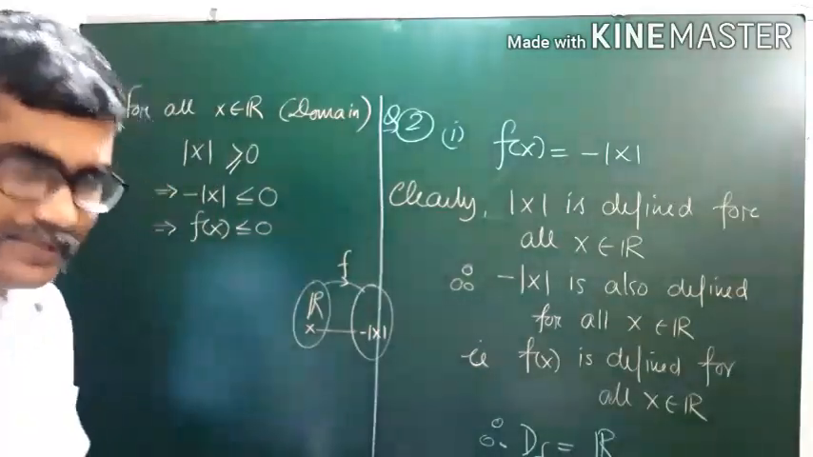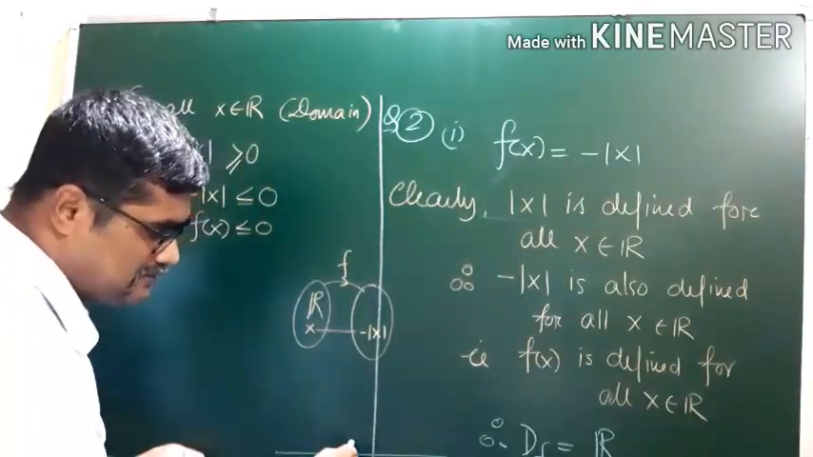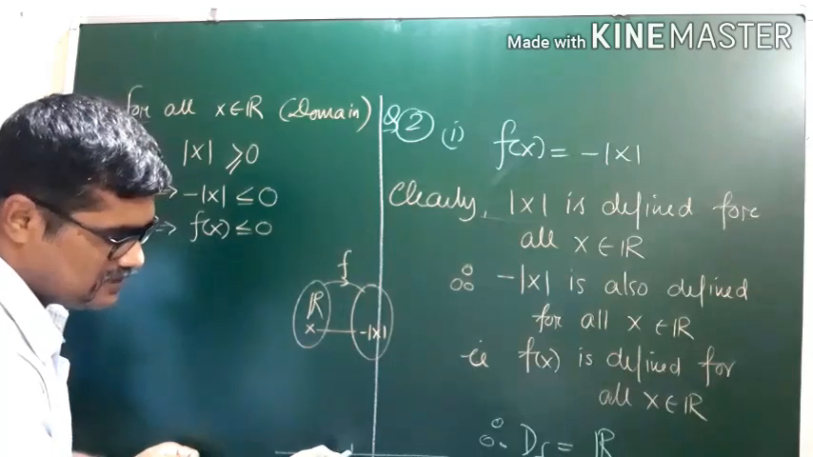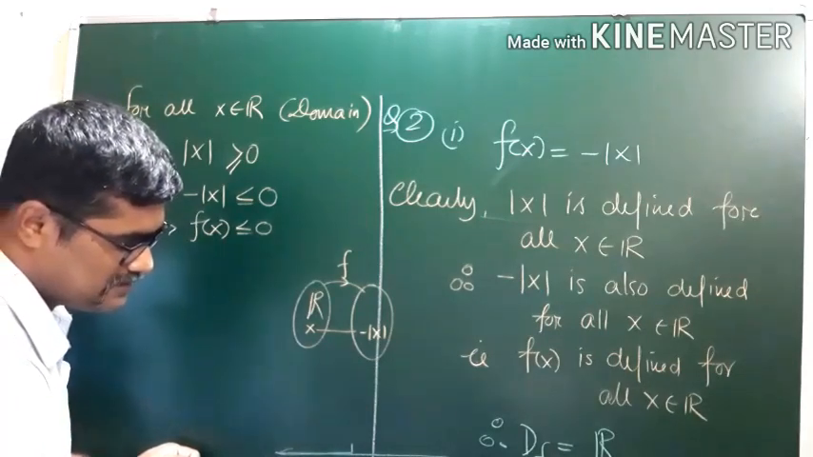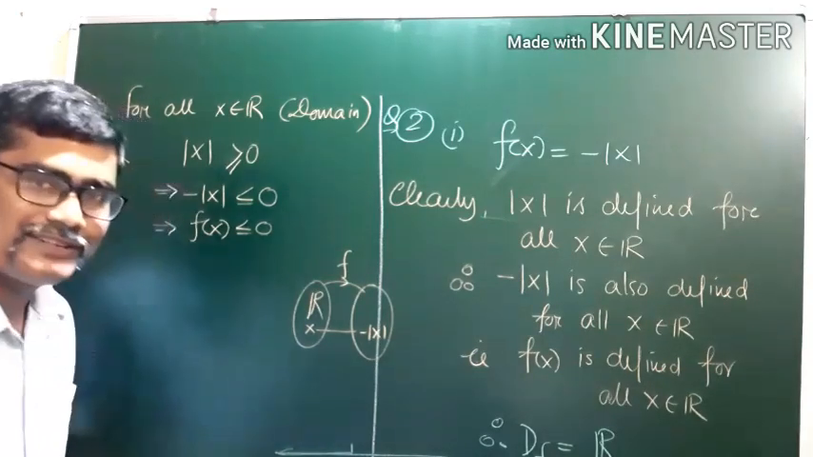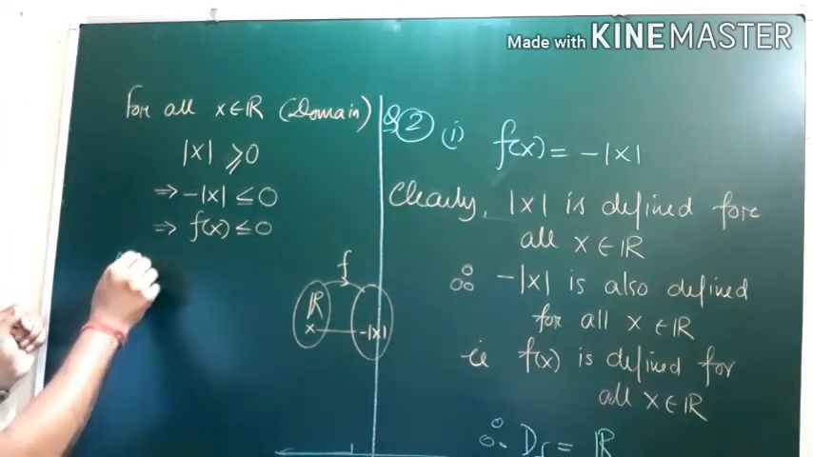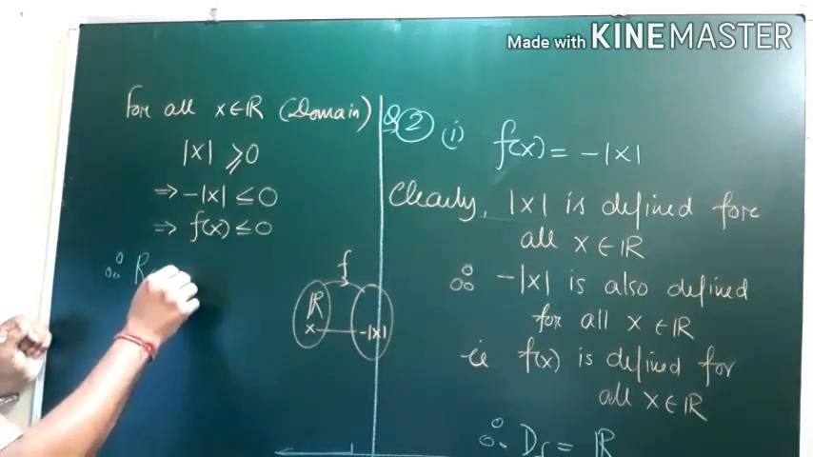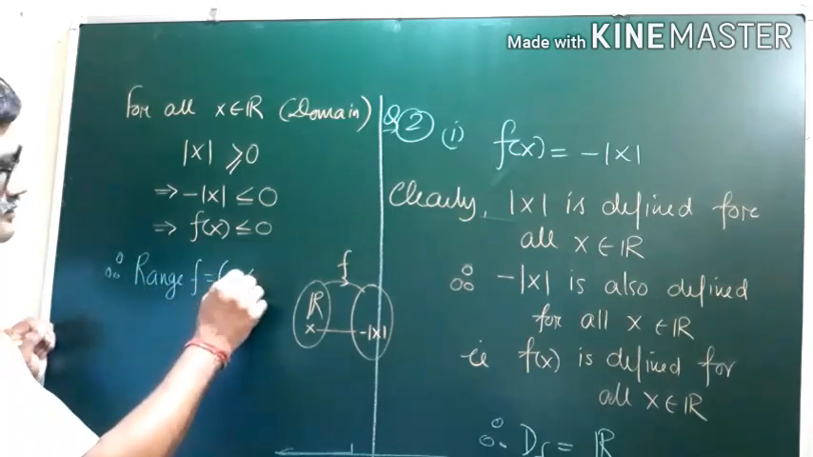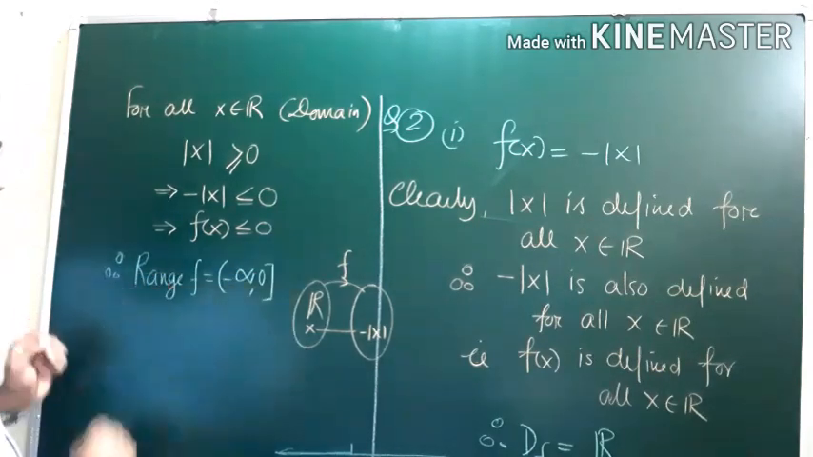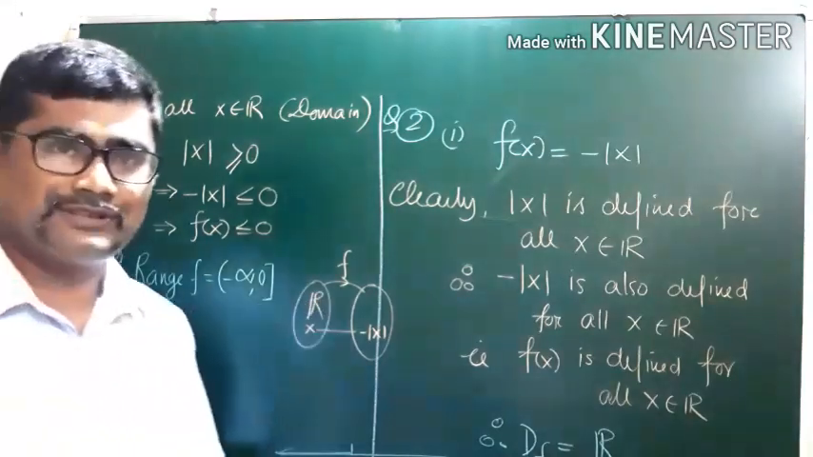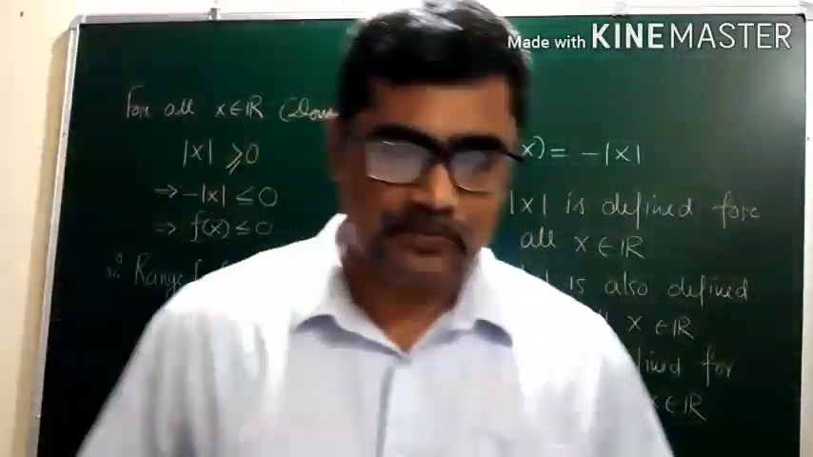So now if you look at the real number line, if 0 is here, 0 or less than 0 is this side. That means from minus infinity to 0 is the range. So we will write it like this, right? Therefore, range of f will be minus infinity to 0. So that's all, right? This is the first question we did.